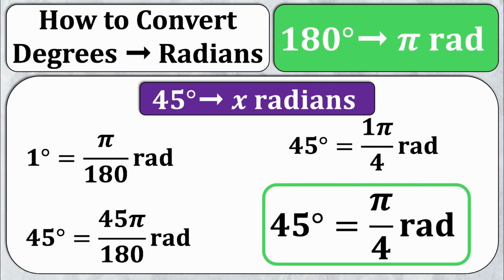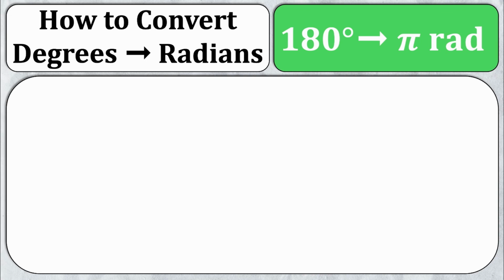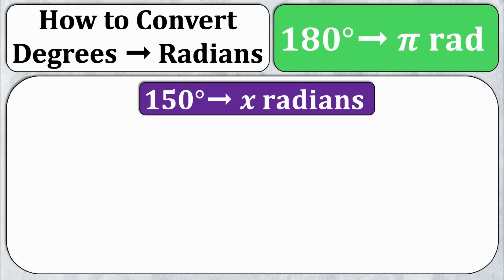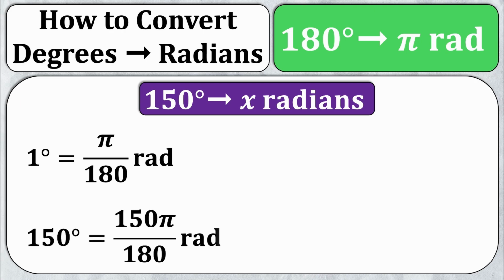Now that you're starting to get the hang of it, let's do a harder example, one that doesn't divide as well into 180 degrees. Let's consider 150 degrees. How many radians is that? Well, my formula is going to be the same. If 180 degrees is pi radians, then 1 degree is just pi over 180 radians. But I don't want 1 degree, I want 150 degrees, so I have to multiply both sides by 150. If I do that, it gives me 150 degrees is equal to 150 pi over 180 radians.